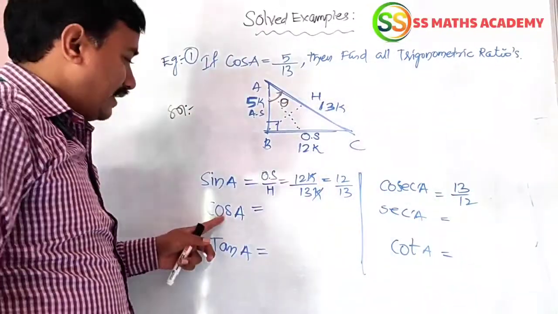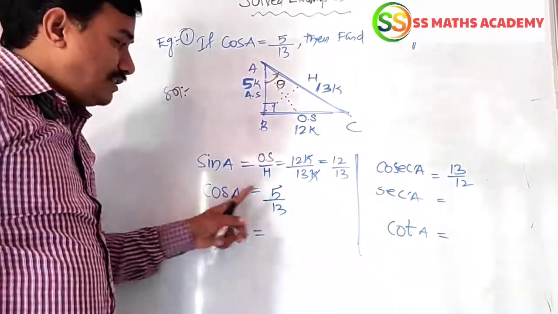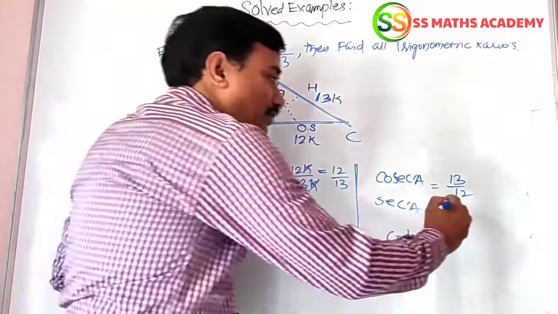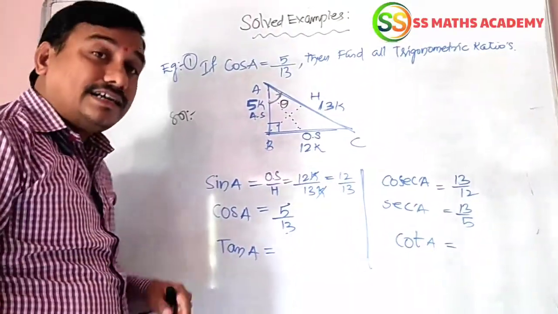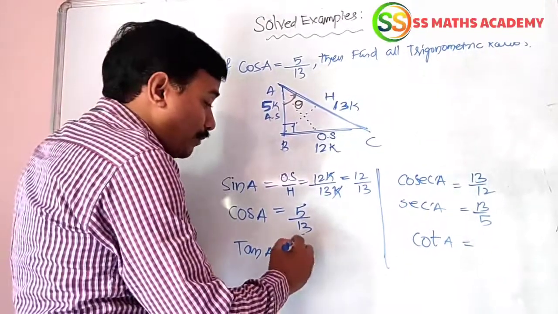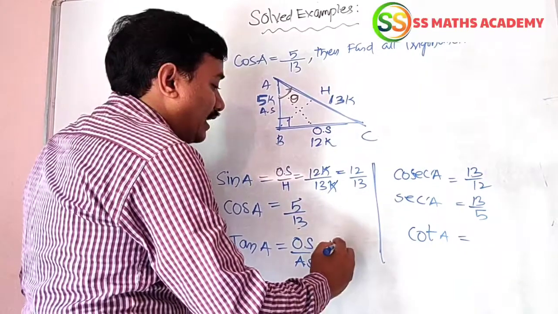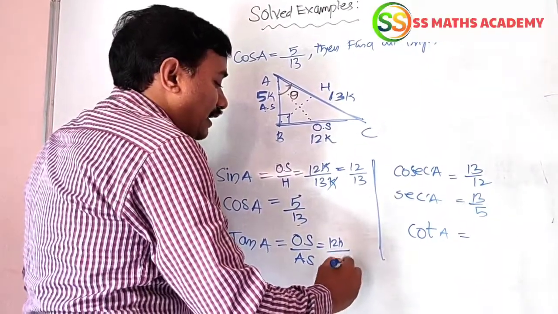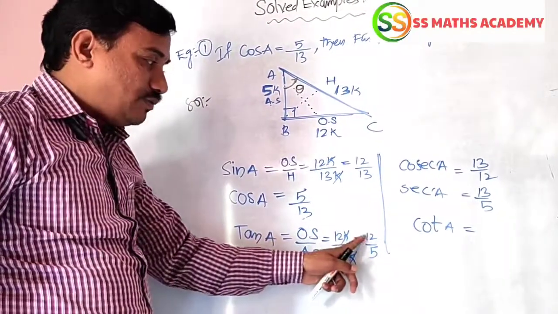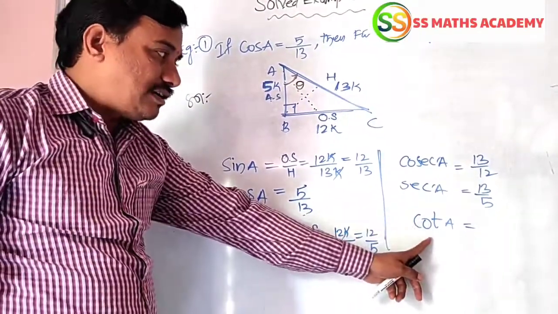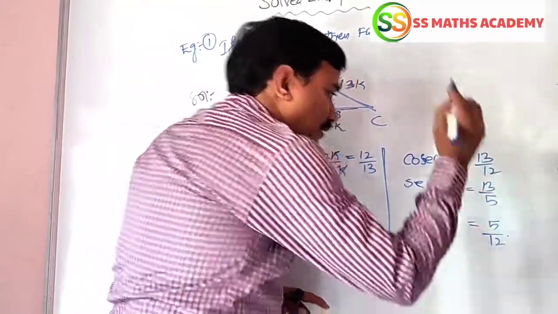Very easy. Next, cos theta is given here: 5 by 13. The reciprocal of cos is secant theta. The reciprocal of 5 by 13 is 13 by 5. Okay. Tan theta is nothing but the opposite side by the adjacent side. From the diagram, the opposite side is 12K and the adjacent side is 5K. K and K get cancelled. Tan A value is 12 by 5. The reciprocal of tan is cot A, so its reciprocal is 5 by 12.